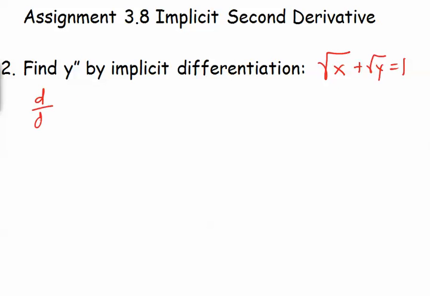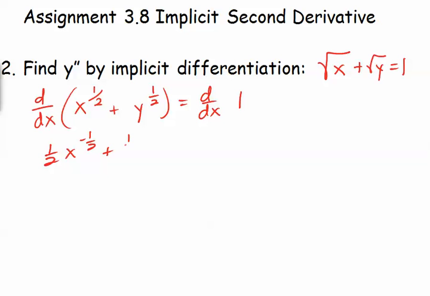When we found the first derivative, you definitely are thinking the power rule, so no problem there. So we have 1/2 x to the negative 1/2 plus 1/2 y to the negative 1/2 with a chain rule always on the y. So we multiplied everything by 2, no question there.